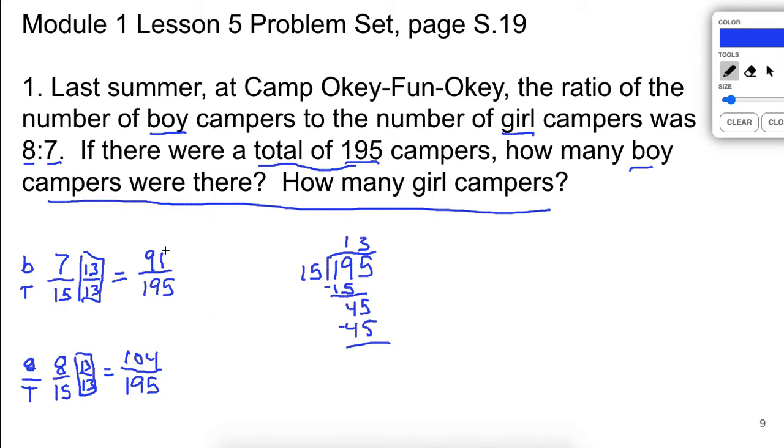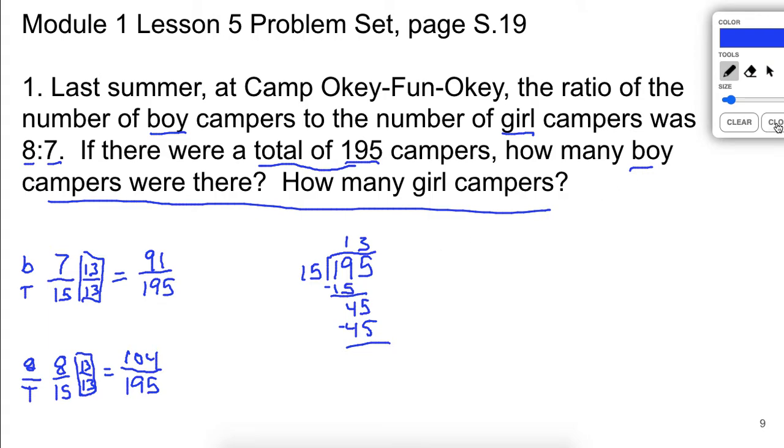So there were 91 boy campers, because that correlates to the boys, and there were 104 girl campers. So that's how you could solve that one using the giant one method. Again, we're multiplying it by 1, just like we do equivalent fractions, multiplying them both by the same thing to come up with our equivalent ratios.